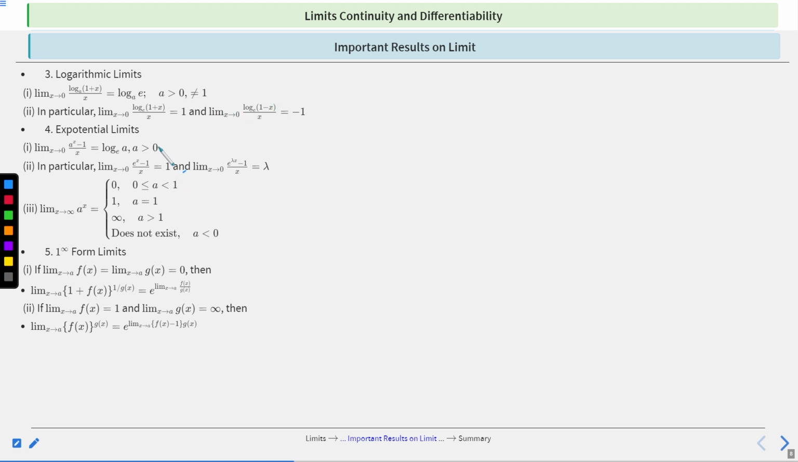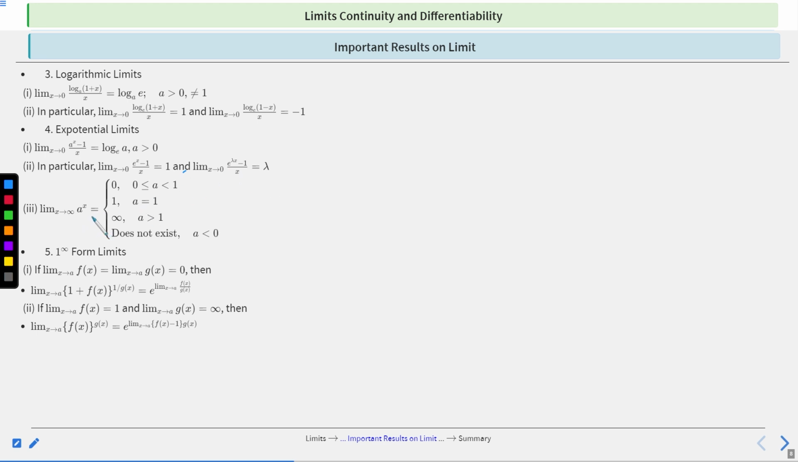Next one is exponential limits. Limit x tending to 0, (a^x - 1)/x is equal to log_e a, where a is greater than 0. In particular, limit x tending to 0, (e^x - 1)/x is equal to 1, and limit x tending to 0, (e^(λx) - 1)/x is equal to λ.